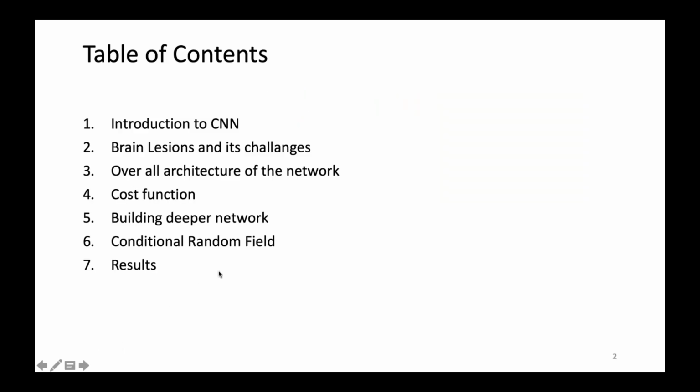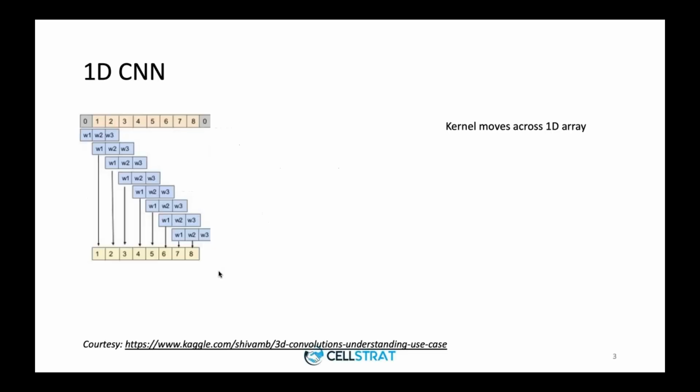So this is the overview of today's presentation. We will briefly introduce the CNN and what brain lesions are, the overall architecture of the network, cost functions, then the parameters that are required to create a deeper network, and finally we'll see conditional random fields, which are used for regularization, and then finally the results.